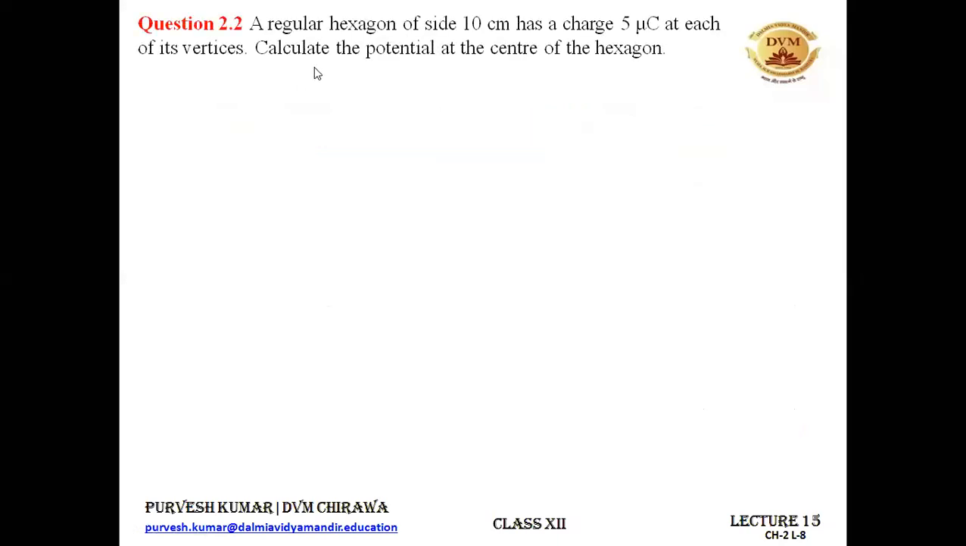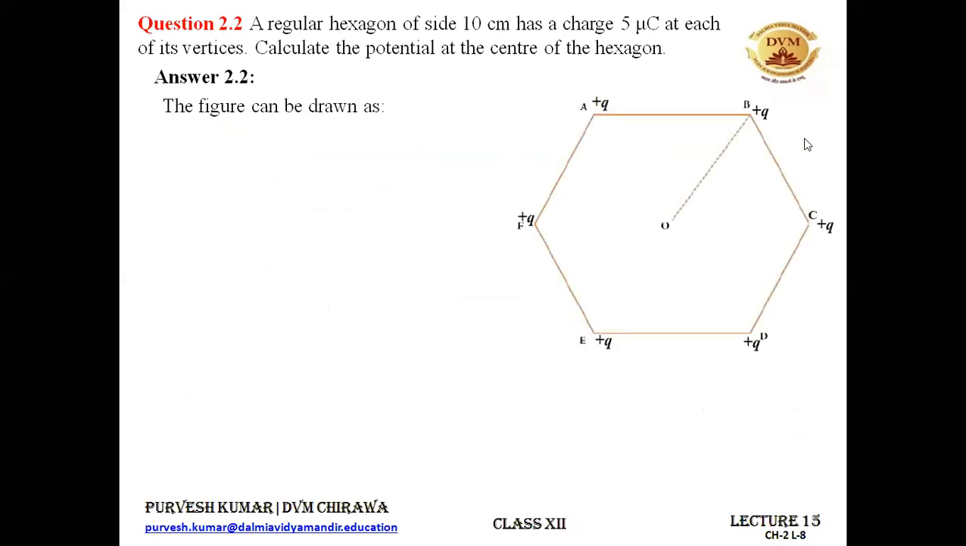So this is our problem number 2. It says that a regular hexagon of side 10 centimeter has a charge 5 microcoulomb at each of its vertices. Calculate the potential at the center of the hexagon. So we can draw the figure like this, that it is a regular hexagon, and at each of its vertices there lies a charge of 5 microcoulomb. So that's why I have written it plus Q. All right, the value of Q is 5 microcoulomb.